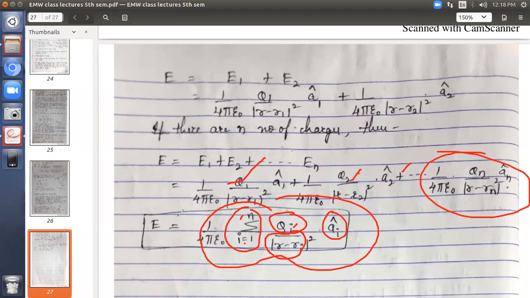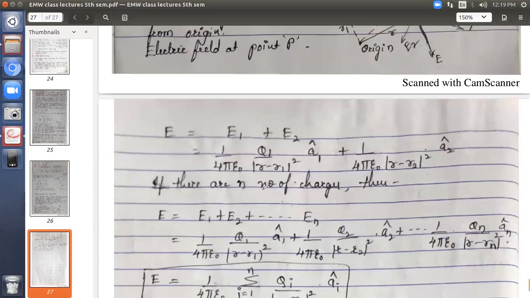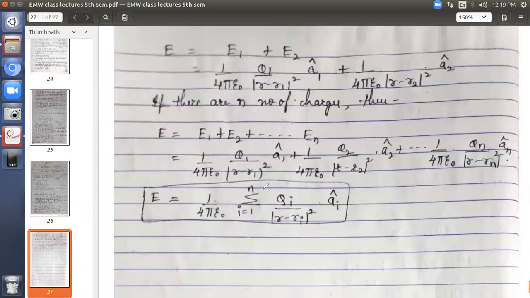So this is the electric field intensity due to multiple charges, n number of charges. Just it is the vector addition of all those field intensities. Any doubts till this? So this is the last topic.